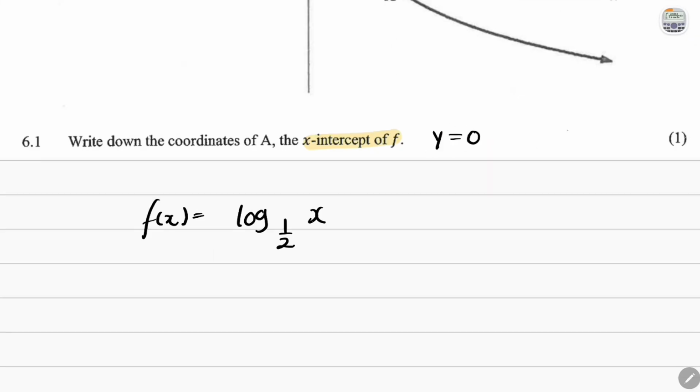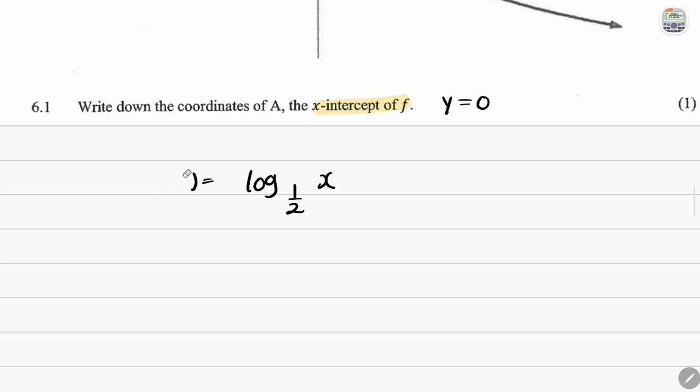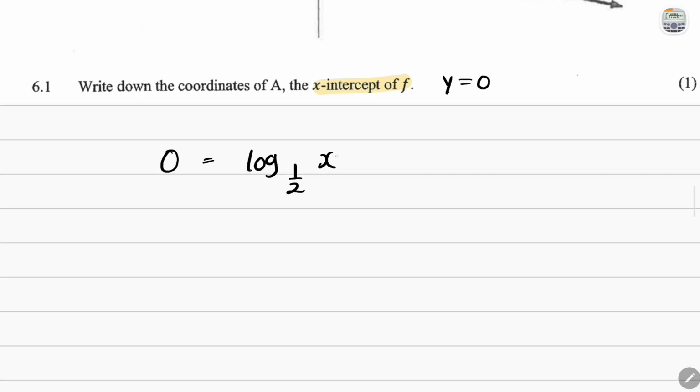And we're going to make y equal to 0. So this is now 0, and you can just rewrite it in exponential form so that you can solve for x. So the base is a half. So we're going to say a half raised to the power of, you always raise it to the power of your subject because log makes the exponent the subject. So we're going to say to the power of 0 is equal to x.